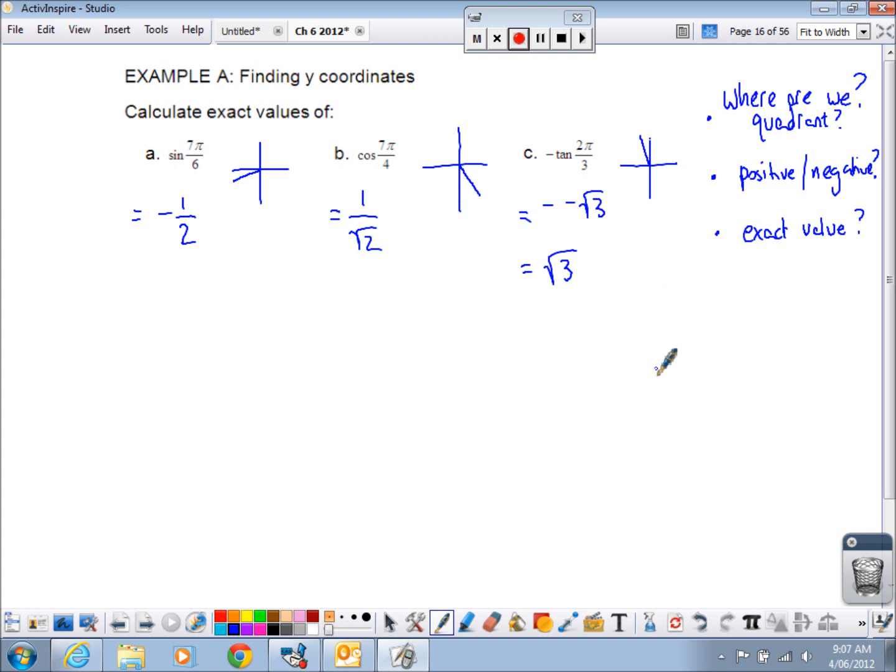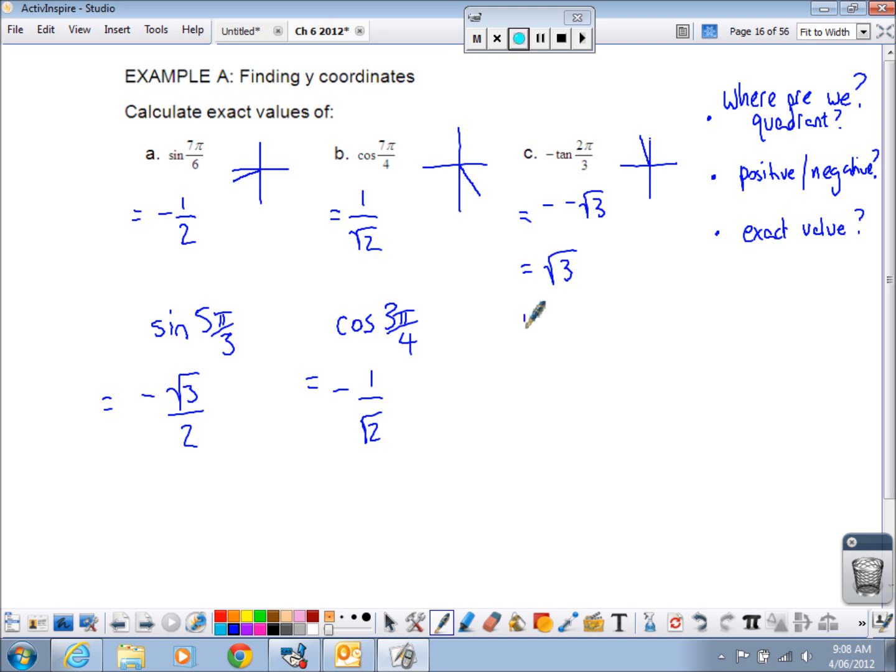Let's do a couple more until you've got the hang of it. What about sine of 5 pi on 3? Which quadrant am I in? I'm in the fourth quadrant. Sine is positive or negative? It's negative, and from the table of exact values, sine of pi on 3 is root 3 on 2. Another one. Cos of 3 pi on 4. Where am I? Second quadrant. Positive or negative? Negative. Cos of pi on 4, 1 on root 2. Once you've memorised your unit circle in the table of exact values, these are really easy.